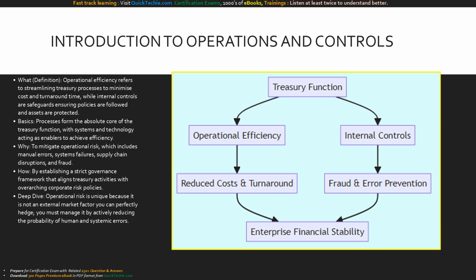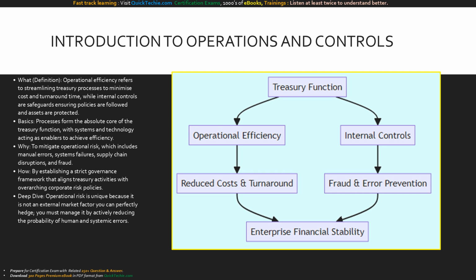In our deep dive, it's crucial to understand that unlike foreign exchange or interest rate risk, operational risk cannot simply be outsourced or hedged away with financial derivatives. You have to accept that people and systems are imperfect, and actively design your daily operations to catch those imperfections before they result in massive financial losses.